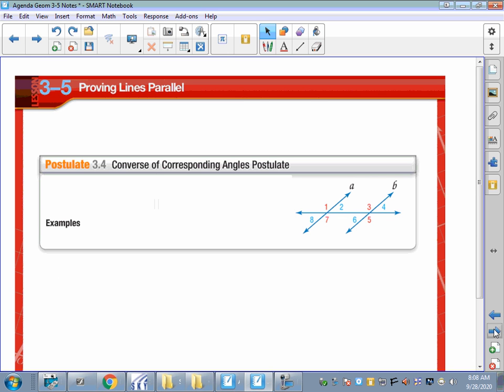So the first thing, I know that you've got a table. This is the first box on your table. The converse of the corresponding angles postulate. Remember, you never have to memorize these. You have to know how to use them to set up problems. Converse means we're doing this backwards. So here's what this says. It says, if corresponding angles are congruent, then your lines are parallel.